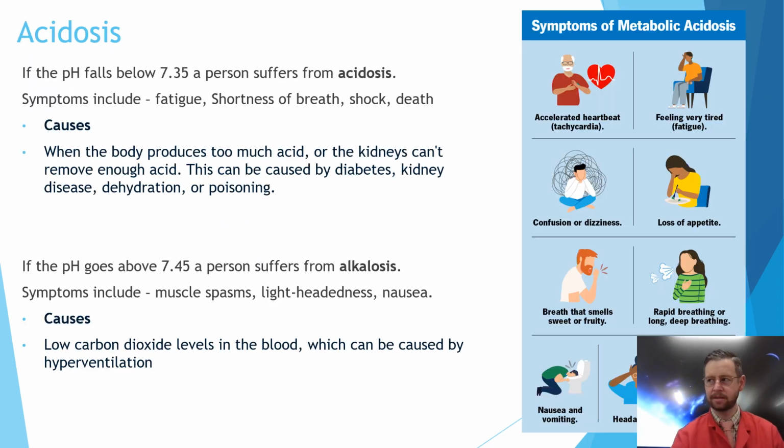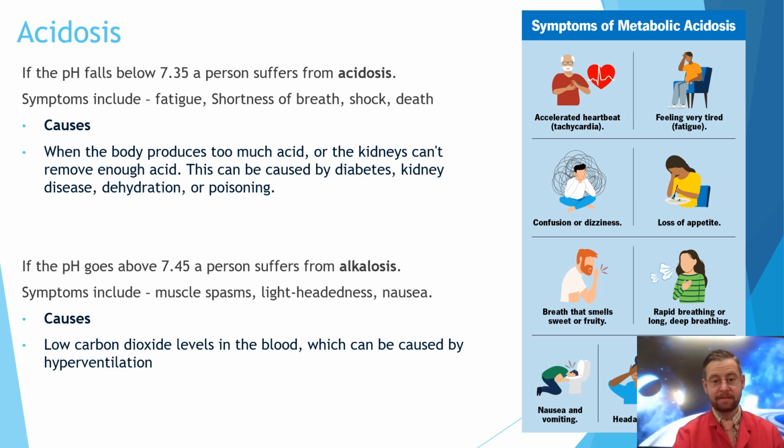So you might ask yourself, what would happen if the pH became too low, if my blood became acidic? Well, more acidic than usual, we would undergo acidosis, which comes with such great symptoms as fatigue, shortness of breath, shock, or even death. And generally this comes from kidney dysfunction. It can be caused by diabetes, dehydration, or poisoning.